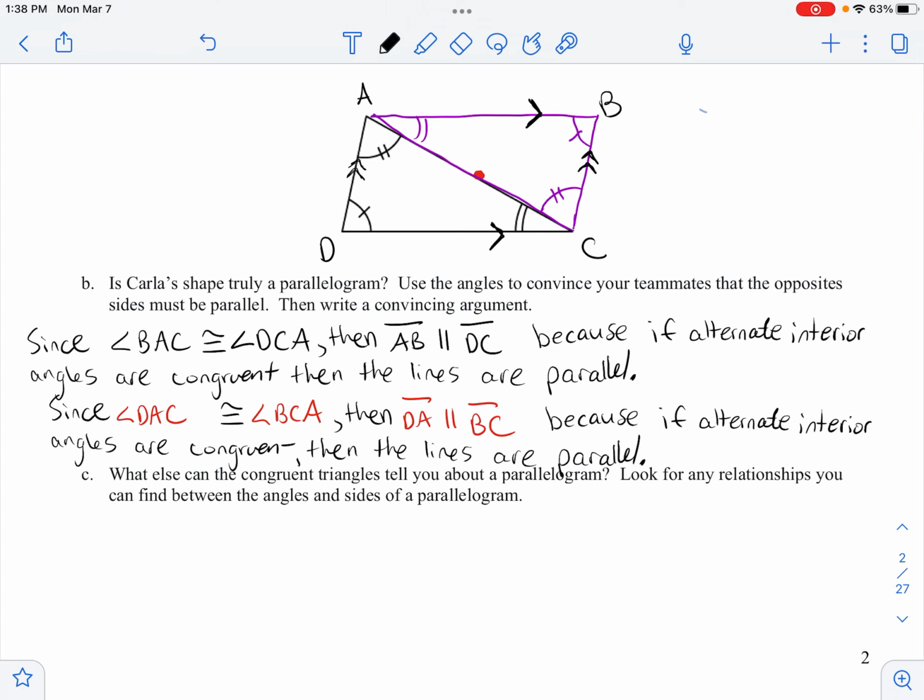All right, so what else we do know is because this is a rotation, we can say that segment AD is congruent to segment BC. And then we can also say that AB is congruent to DC because it's not a reflection, it's a rotation of itself. So those corresponding sides have to be congruent because when we did the rotation, the sides didn't change. So we can conclude that opposite sides in a parallelogram are congruent.